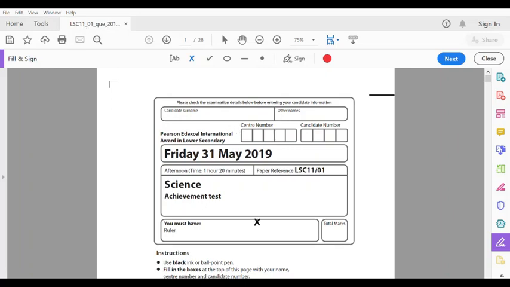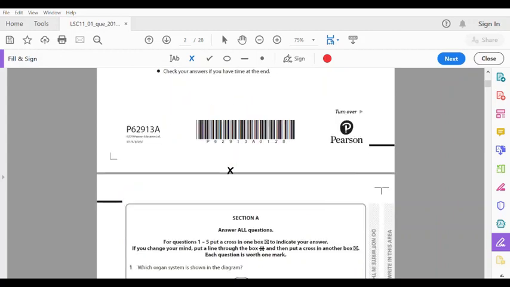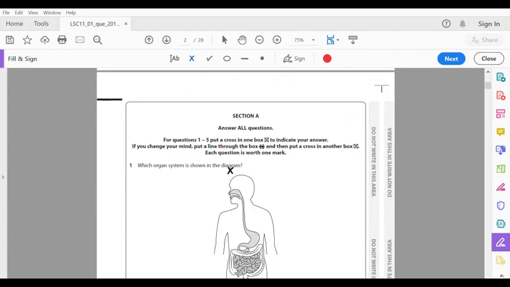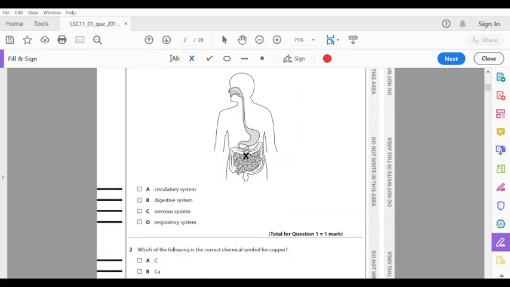So I will explain the 2019 Lower Secondary exam paper. First we have a few MCQs. First question is, which organ system is shown in the diagram? Here we have the mouth connected to the stomach, small intestine and large intestine. So it's the digestive system.